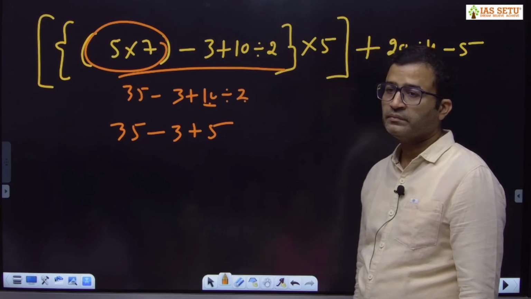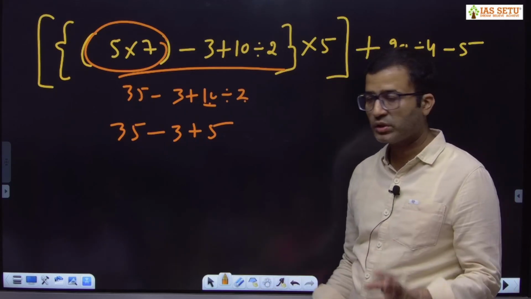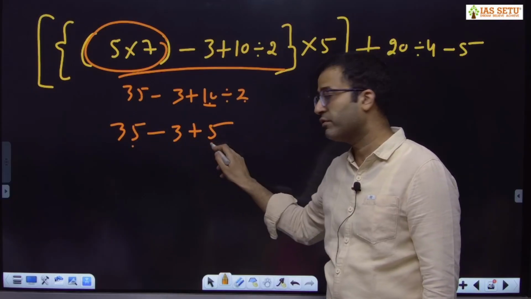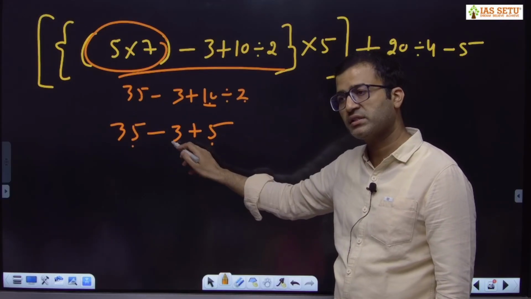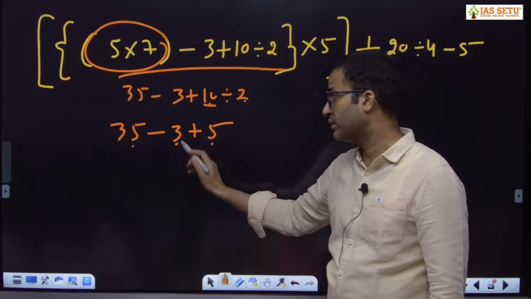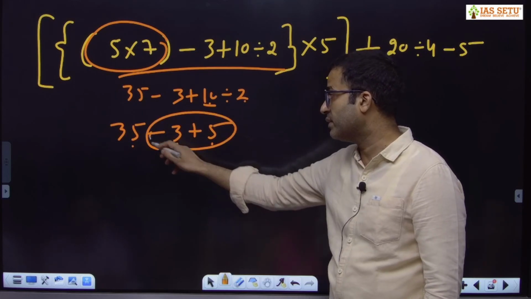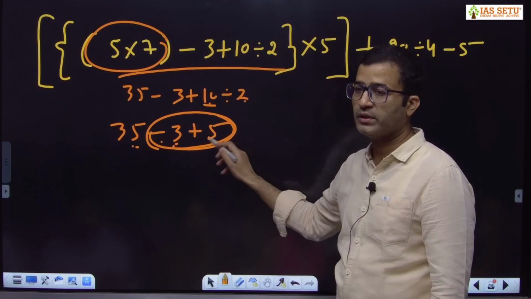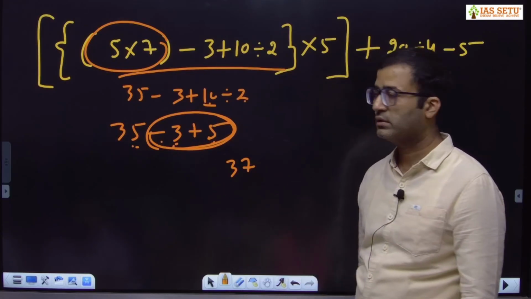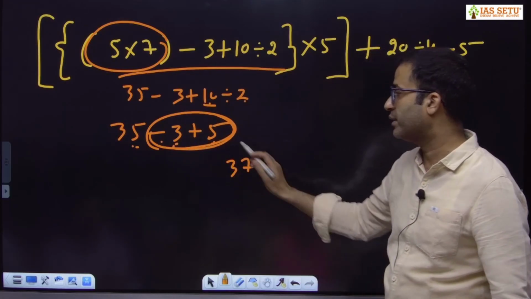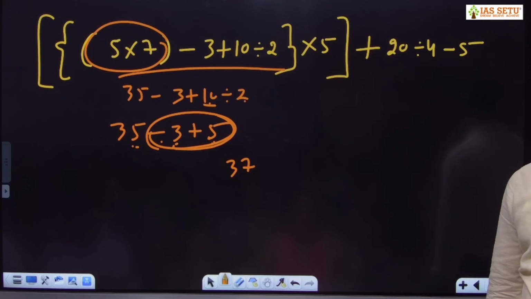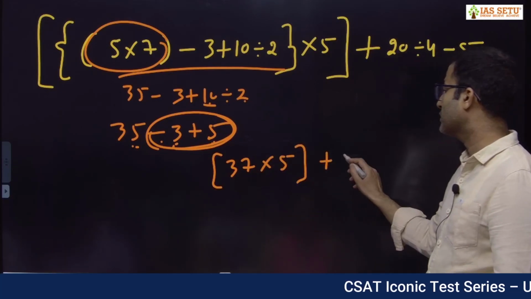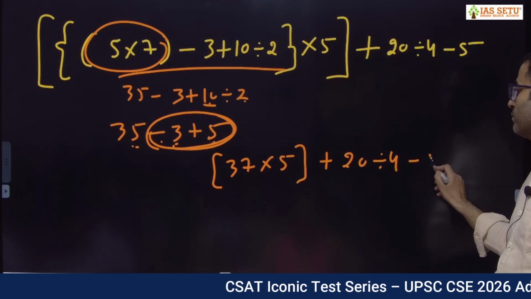Okay. One more thing you can do, you can take all positive values separately, negative values separately. 35 and 5 is 40, from 40 we subtract 3, so you get 37. Or solve this way: minus 3 plus 5 is plus 2. So 35 plus 2 is 37. When you solve this curly bracket, your total value comes 37 into 5. This is square bracket. Plus 20 divided by 4 minus 5.